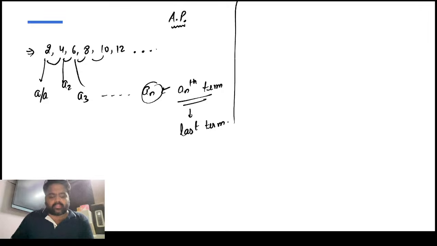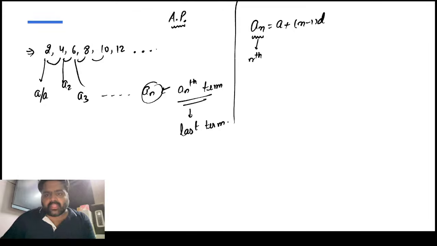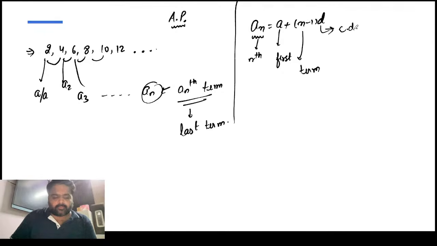Because I already told you to revise the basic concept, I come directly to the formula. The formula for the nth term is an equals a plus n minus 1 into d. Here an is the last term or the nth term, a is the first term, n is which term you are talking about, and d is the common difference. Clear to all of you?